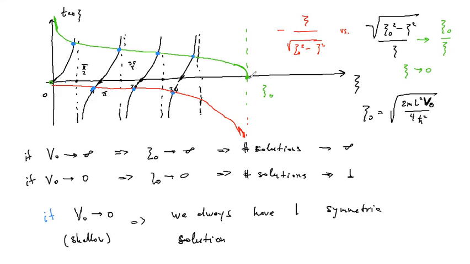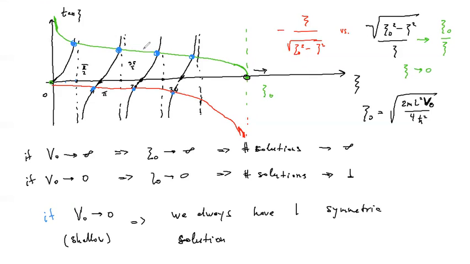Can you guess, if this parameter goes to infinity, where these intersections are going to be? Close to what point? Just try to move this to infinity. Where does this intersection happen? Close to the x axis. Close to what pi point? Pi over 2, 3 pi over 2, and so on.